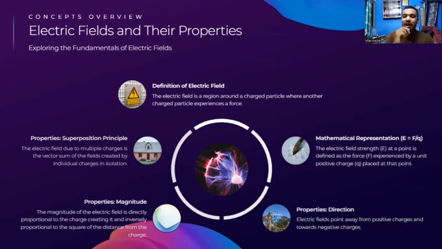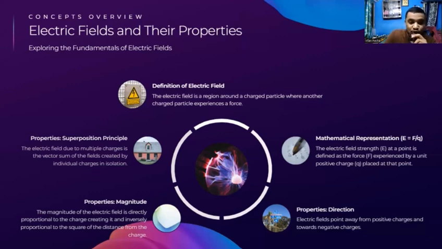So it's simple. Electric field is a region around a charged particle. Considering this mic itself, for example, let this phone be a charged particle. The region around it, maybe a 50 centimeter region, where other charged particles experience a force produced by this charged particle, that area is called an electric field. I hope you've understood that.